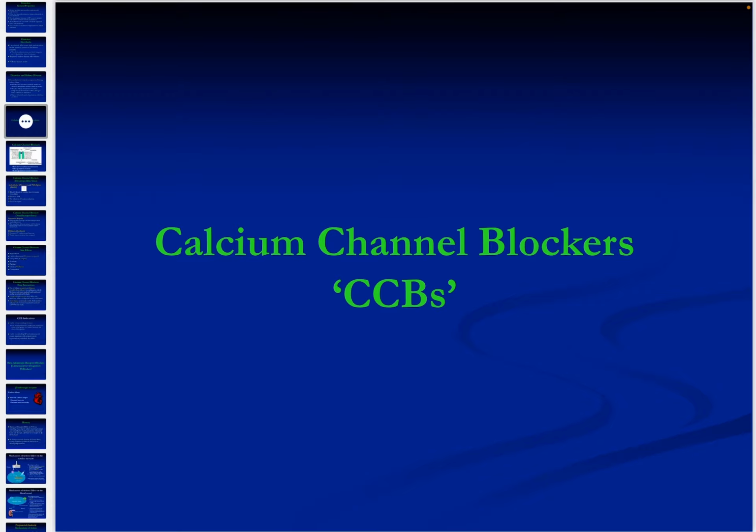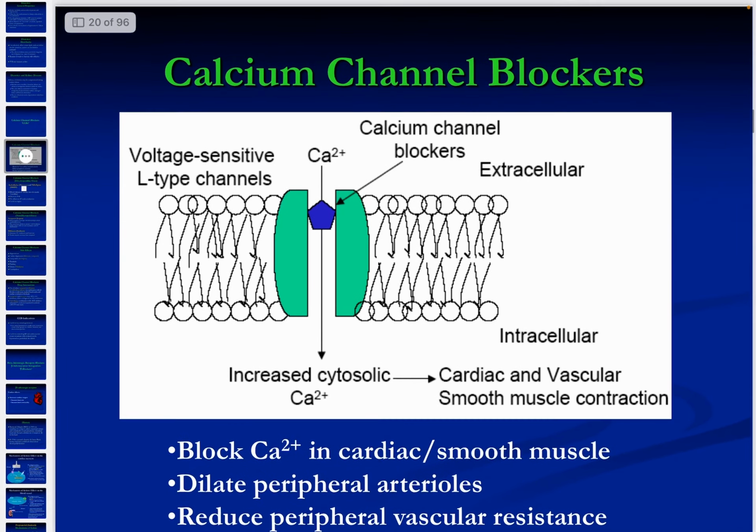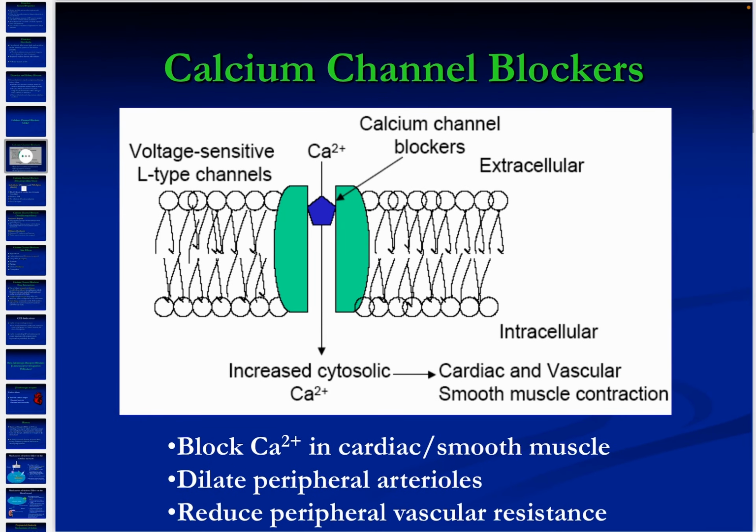Calcium channel blockers. We talked about all the information already, we covered it, but we're going to re-implement it with a focus on hypertension. What do these drugs do? We said they block calcium entry, they can work either in the cardiac or the vascular smooth muscle cell. They dilate peripheral arterioles and reduce peripheral vascular resistance. Which ones are these?